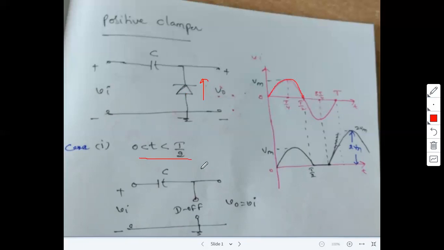For the entire positive cycle, diode D is off. Now it is an open circuit, so simply the output follows the input. Vo is equal to Vi. Why? Because it is an open circuit. The capacitor's other terminal is not grounded; it is simply connected to the Vo terminal. So your output follows the input during the positive cycle, 0 to T by 2.